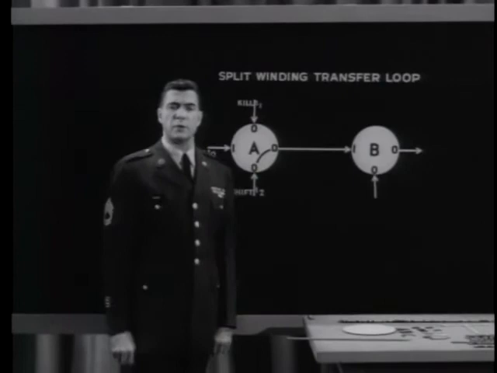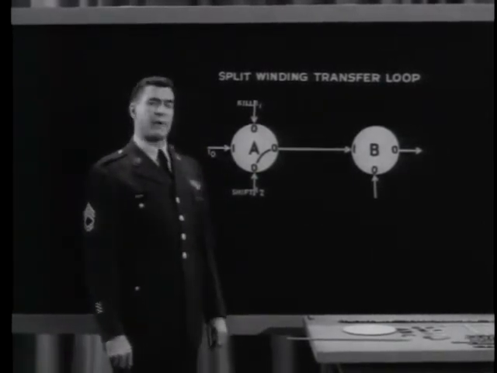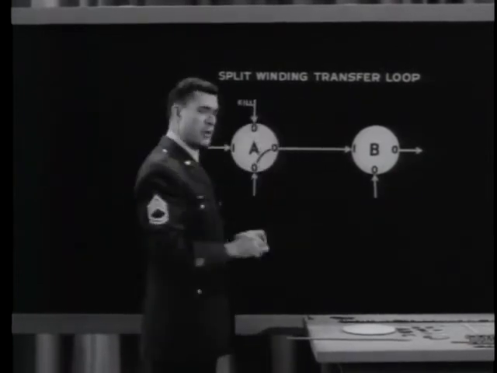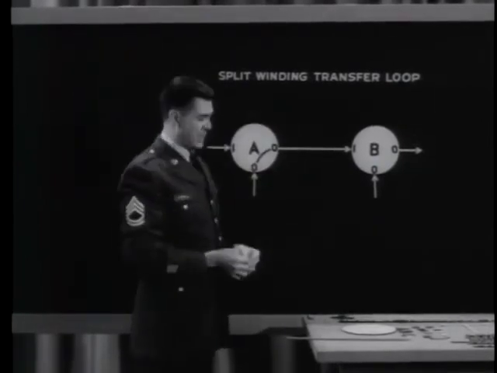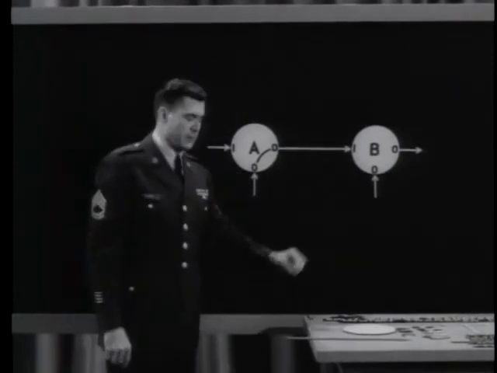The third transfer loop, the inhibit transfer loop, is really a variation of the split winding transfer loop. It offers the same kind of isolation between the sending and receiving cores, plus an additional means of control over the transfer. We'll need only two inputs to core A: the input pulse that switches core A to binary 1 and the shift pulse.